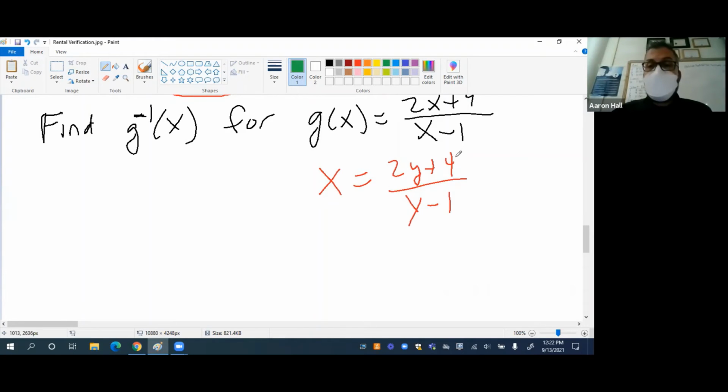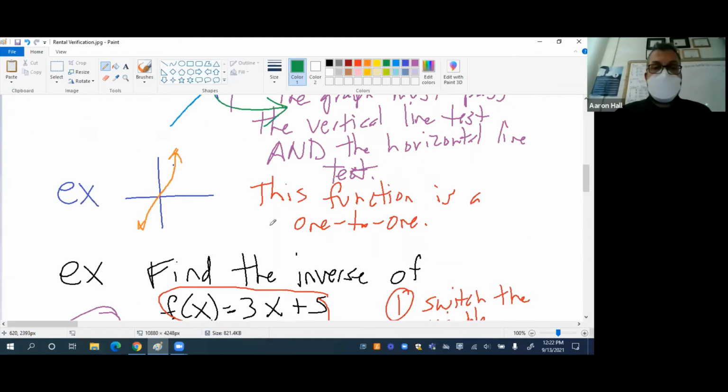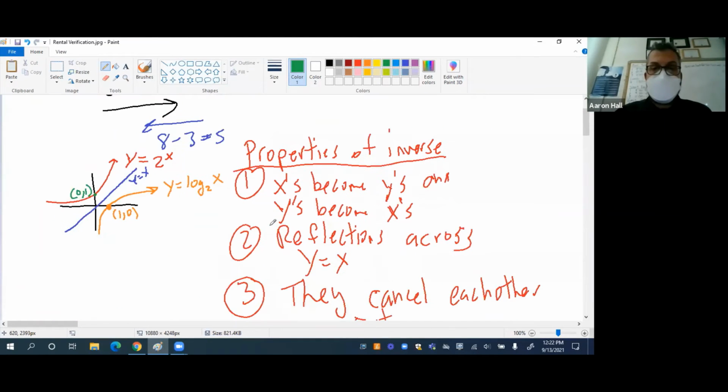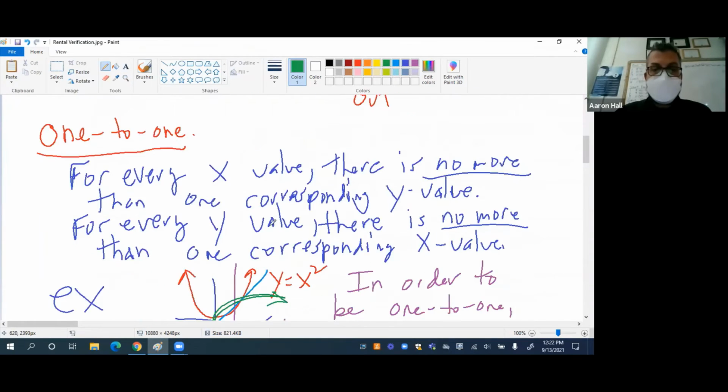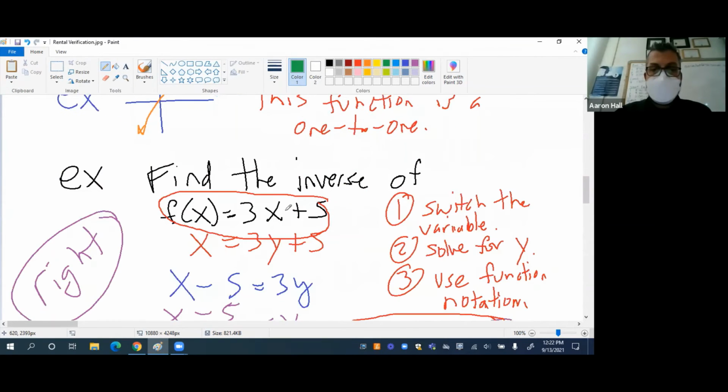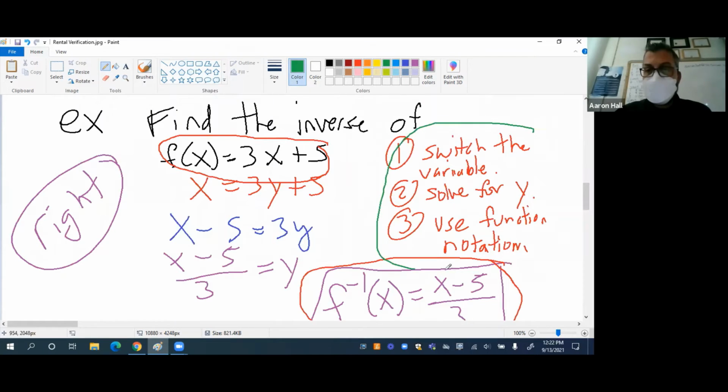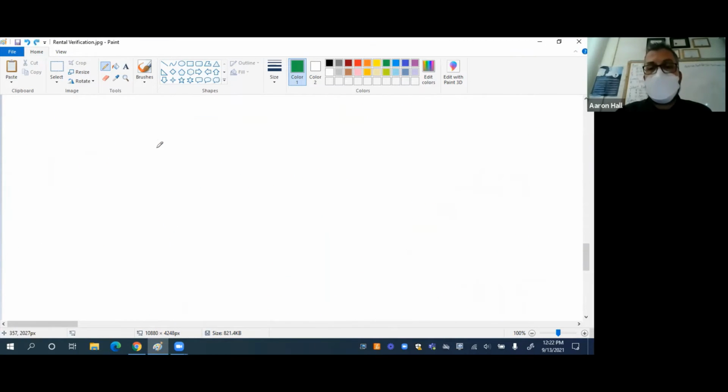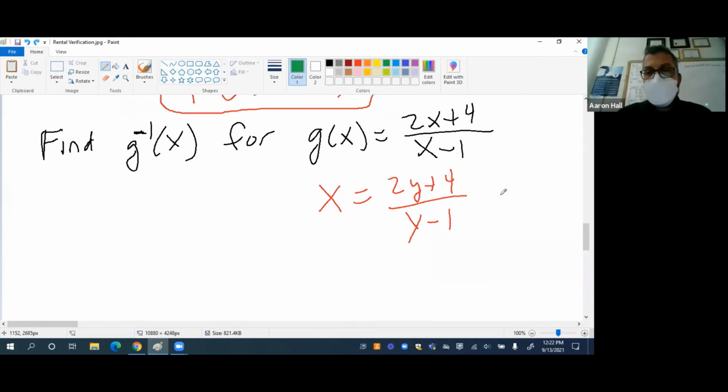Ethan, what did you do next? What's the second step? Here are my steps. It's pretty easy. It's just switch and then solve. How do I solve for y?